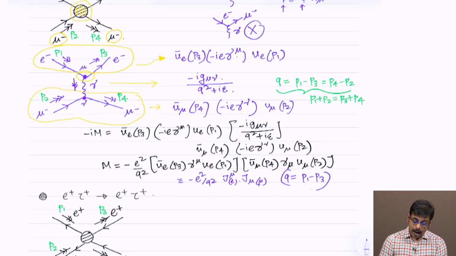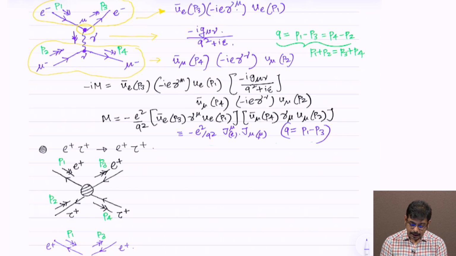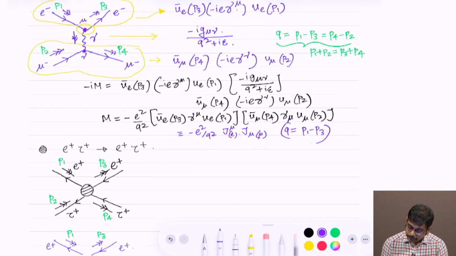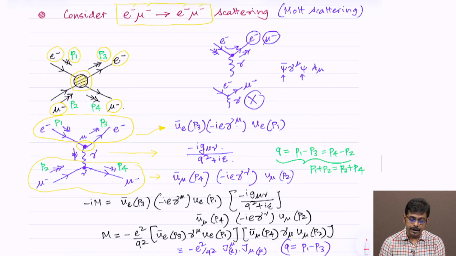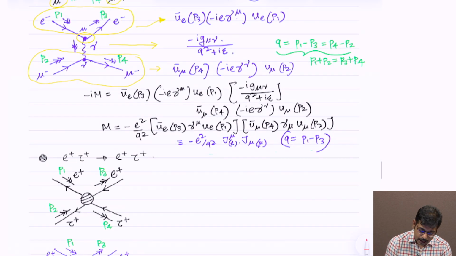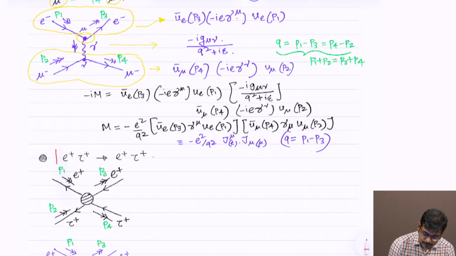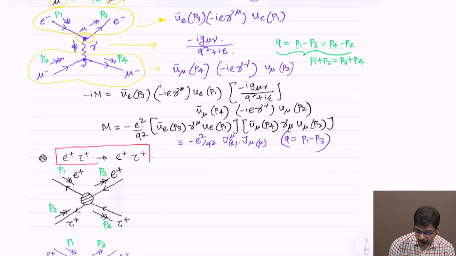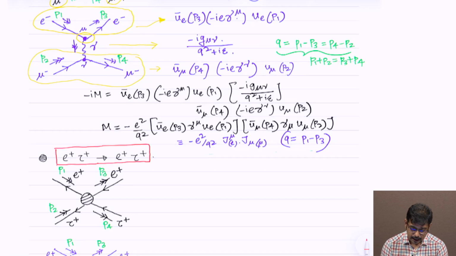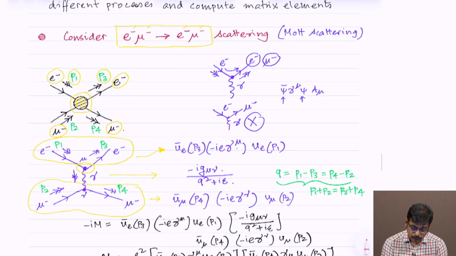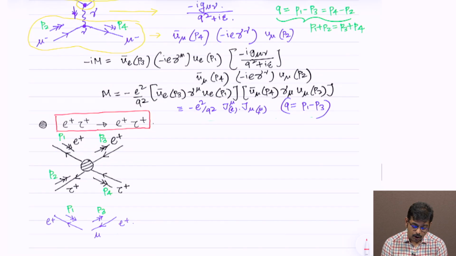Okay. Now, let us do a very similar exercise, and let us take another process. So, you can point out, why do I only have to consider electron muon scattering? I can also take a scattering like e⁺ τ⁺ going to e⁺ τ⁺, like a positron and an anti-tau scattering to produce a positron and tau plus. So, this is very similar to this one, but remember that these are all antiparticles.